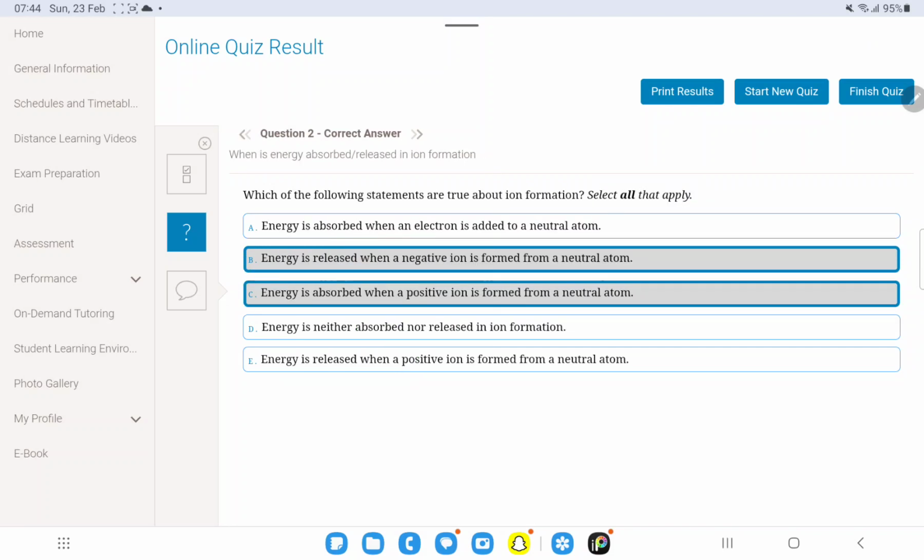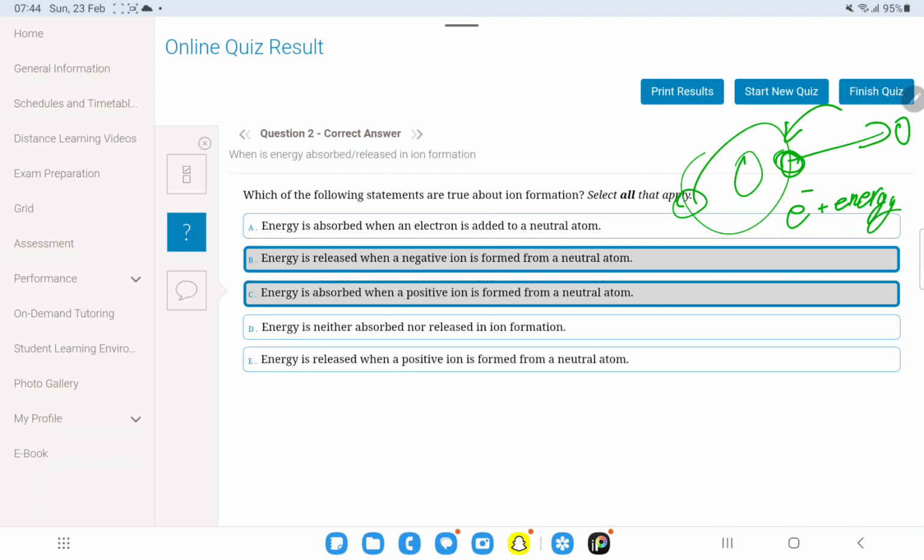Question 2. Which of the following statements are true about ion formation? Now ion formation, imagine this is the atom. When we want to take one electron out, we need to put energy into it, and then that energy is absorbed into the electron here. So we have e minus plus energy. So the energy is absorbed.